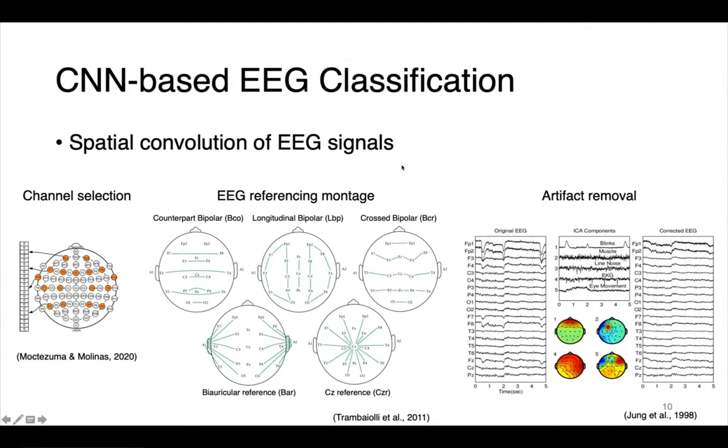These are all good ways to extract features from the EEG as well as removing noise or artifacts from the EEG. So spatial convolution is very important for EEG processing, and they all can be done by convolution.